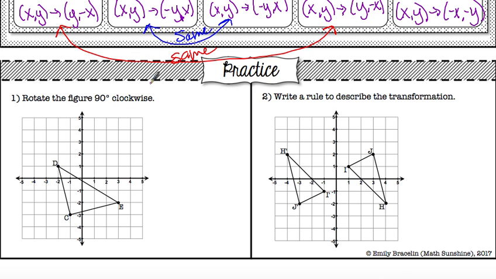So I could do this two ways. I could turn my paper in the clockwise direction, 1/4 turn, or I could use the rule that I wrote up here, wrote above. Whichever is your preference. I usually prefer to turn my paper. So let's try that first. I'm going to take a picture of this and then rotate it.